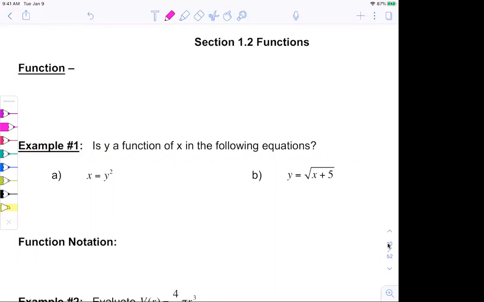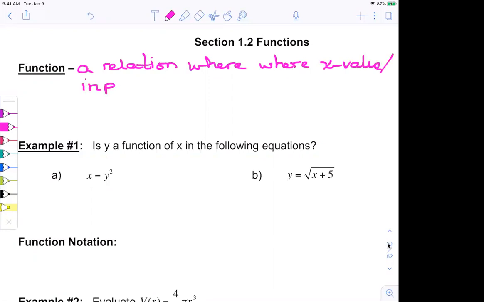Because every x only has one y, or every input has only one output. Yeah, perfect. I like that you use both words. So it's a relation. A relation is a mapping or a pairing of x and y. Sometimes we call it a correspondence as well, like pairing x and y together. So a relation, as he said, where each x value, he also used the word input.